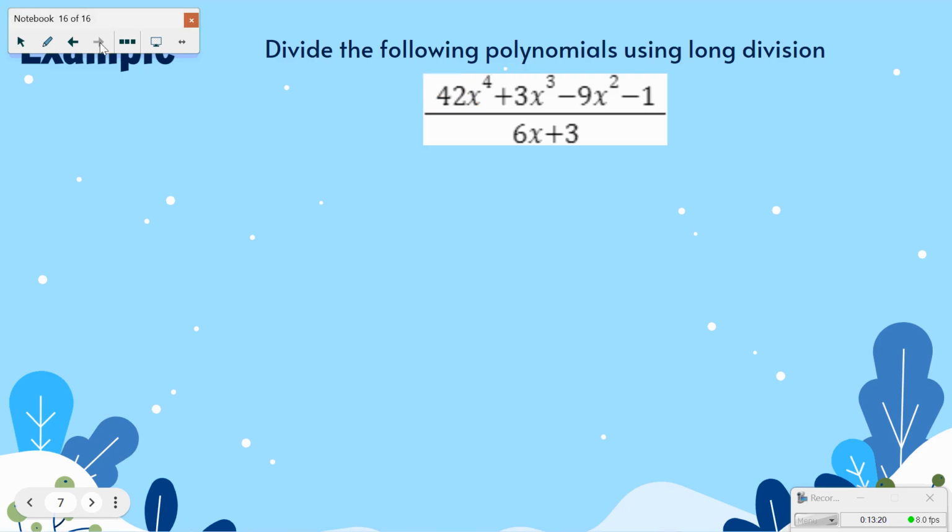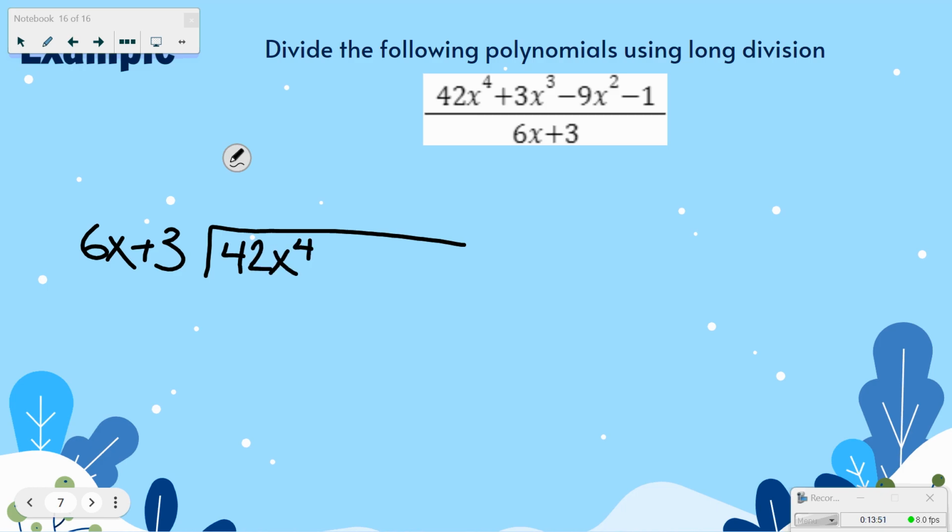All right, so let's get into it. We have 42x to the 4th plus 3x cubed minus 9x squared minus 1, all divided by 6x plus 3. So, same idea to set that up. 6x plus 3 is our divisor. That's going to go outside here just like you did with 4 when you set up your long division earlier. Now, your numerator is what you're dividing into. So that'll go underneath: 42x to the 4th plus 3x cubed.